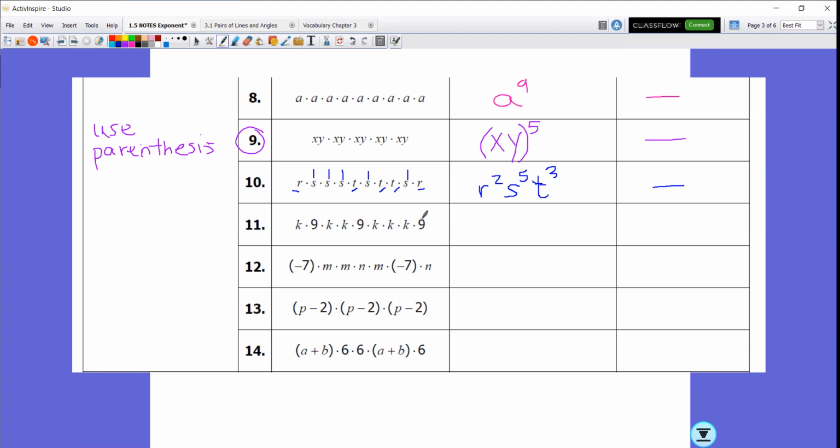All right, number 11. I have two different bases. Doesn't matter who you want to start with. I guess we could start with 9 because we usually put the numbers in the front. So I do have a value for 9, so that's really nice. So when we say 9 is our base, what's my exponent for the 9? How many 9s are here in number 11?